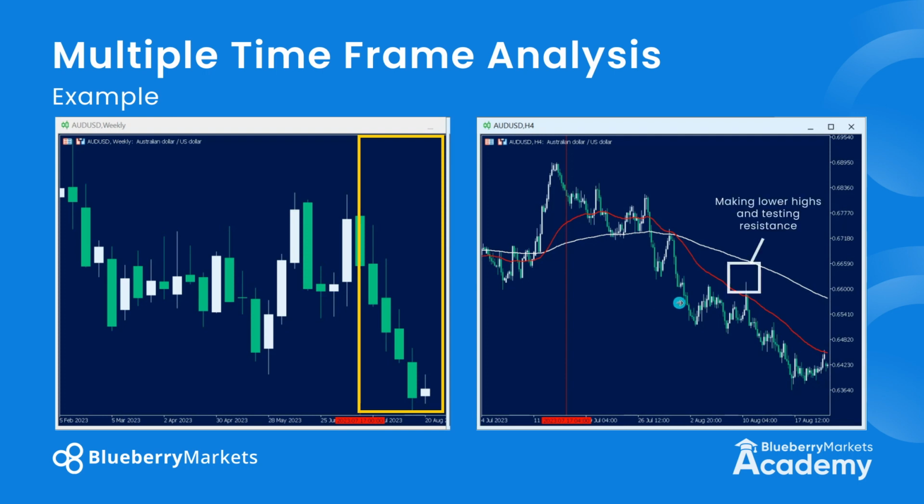To help aid us visually, we applied the 50 and 200 EMAs onto the H4 chart. The 50 EMA, the red line, is below the 200 EMA, which is the white line, and we can see that price remained bearish.